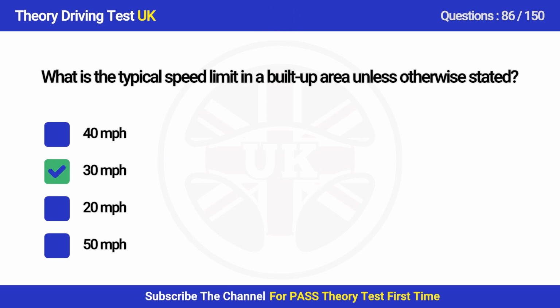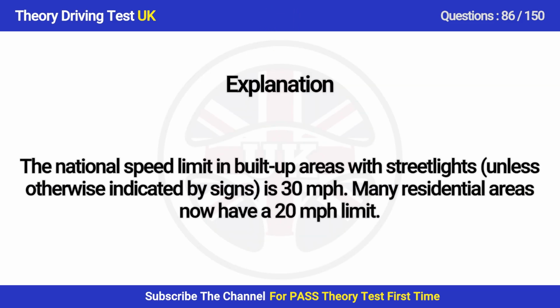Answer is B. 30. The national speed limit in built-up areas with streetlights, unless otherwise indicated by signs, is 30. Many residential areas now have a 20 limit.